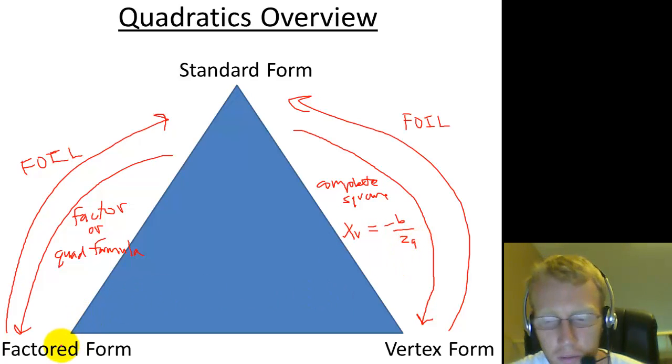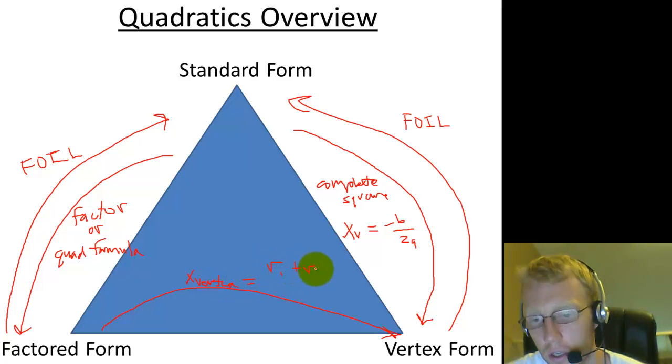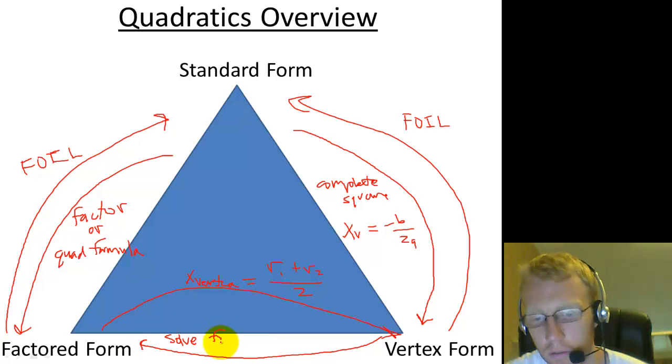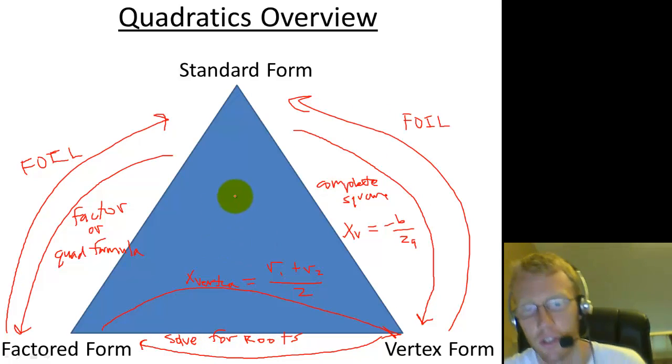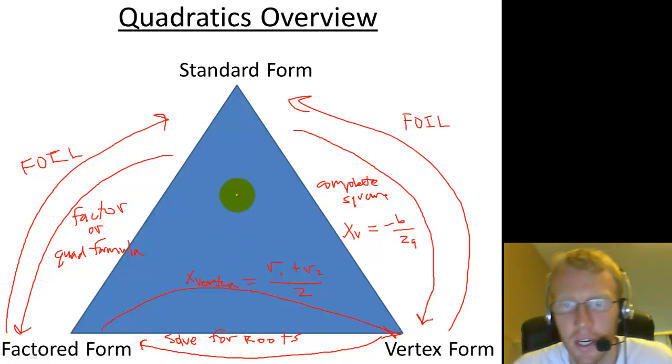To go from factored form into vertex form this way, you would use the shortcut that the x coordinate of the vertex is halfway between the roots, which is r1 plus r2 divided by 2. Then you could plug in to get the y-coordinate. And to go backward from vertex form into factored form, you're going to solve for the roots. So there are different ways that you can go around all the different paths, but each one will help you get some bit of information.